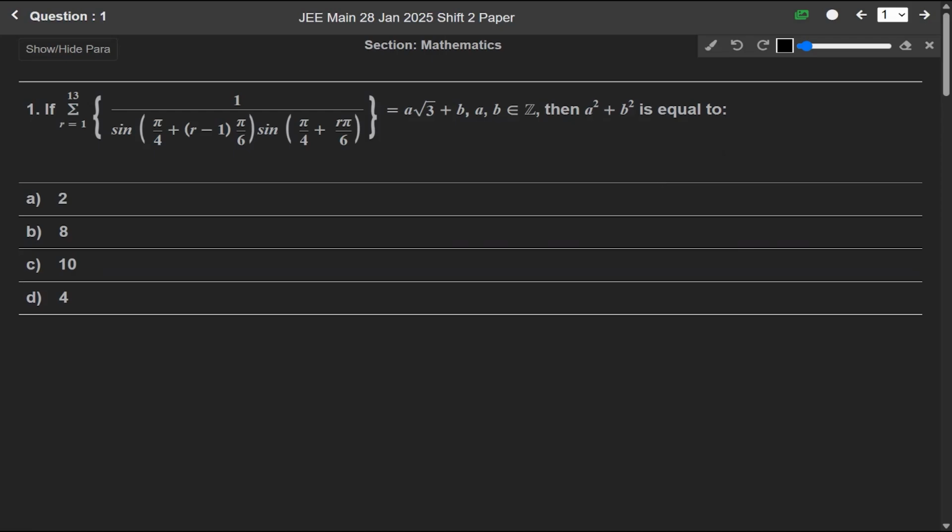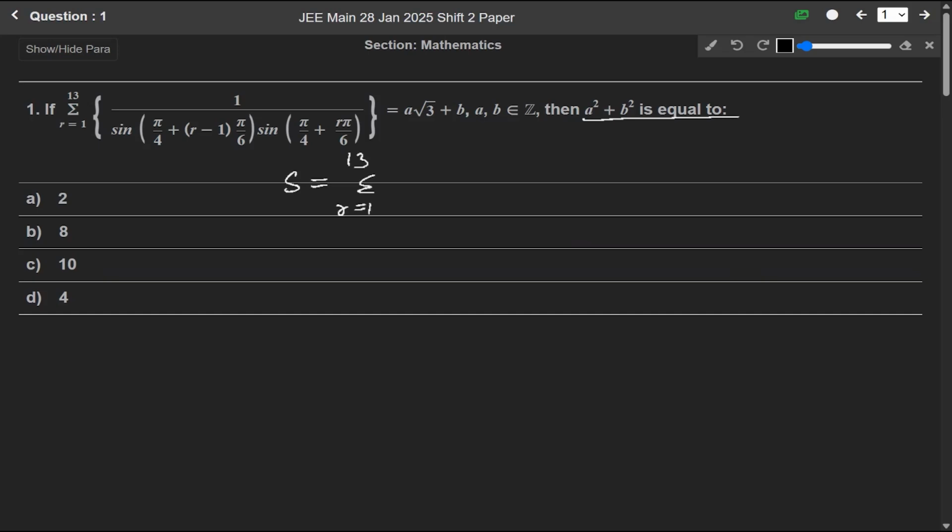If the sum over r equals 1 to 13 of 1 over sine(pi/4 + (r-1)pi/6) sine(pi/4 + r pi/6) equals a root 3 plus b, where a, b belong to Z, then a square plus b square is equal to. So we have to find the value of a square plus b square.